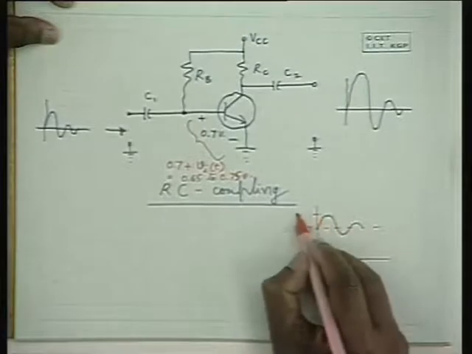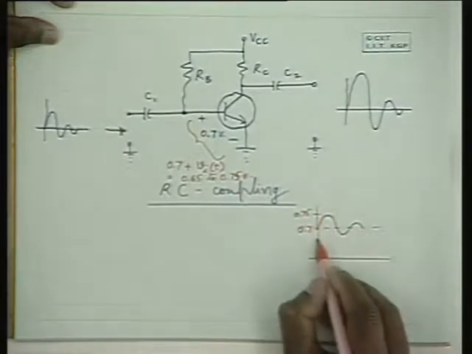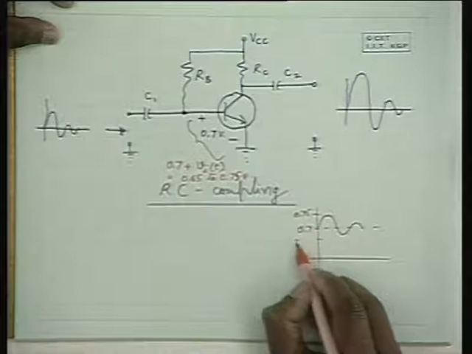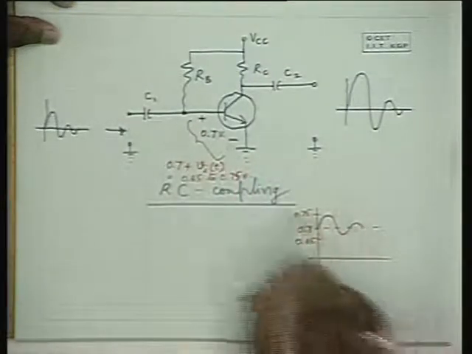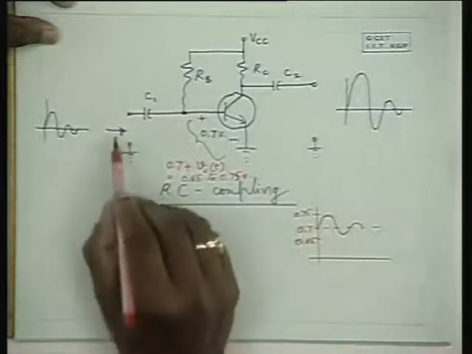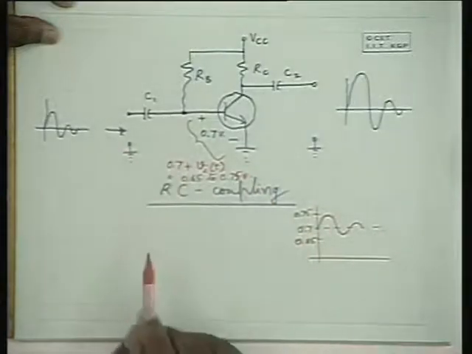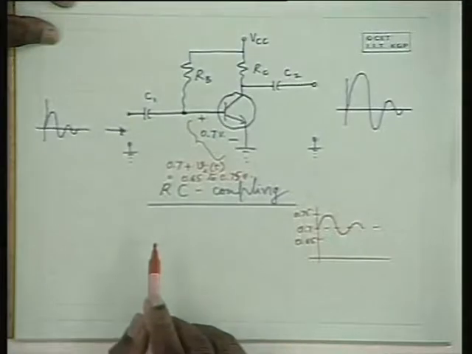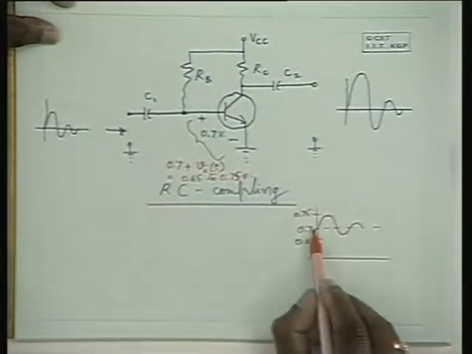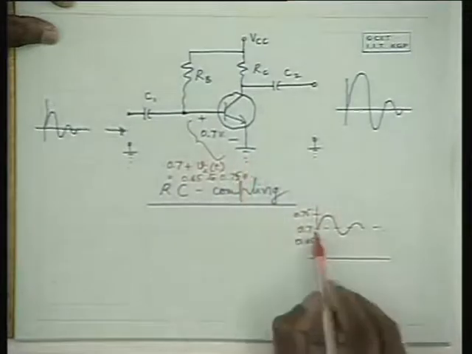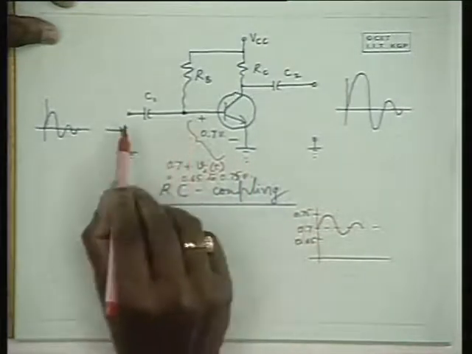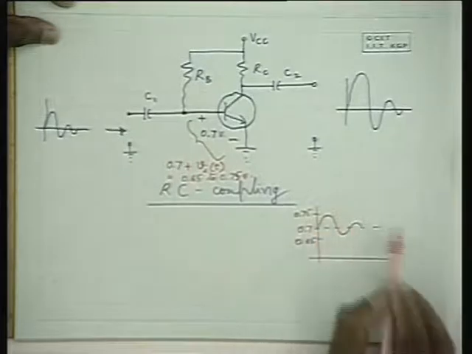So it may go up to 0.75 here, and it may go up to 0.65 there. So that's what the base to emitter voltage is going to be after adding this alternating signal. I repeat, it has a DC component of 0.7 volts, which is the biasing component, plus the alternating component which is added through this coupling capacitor.